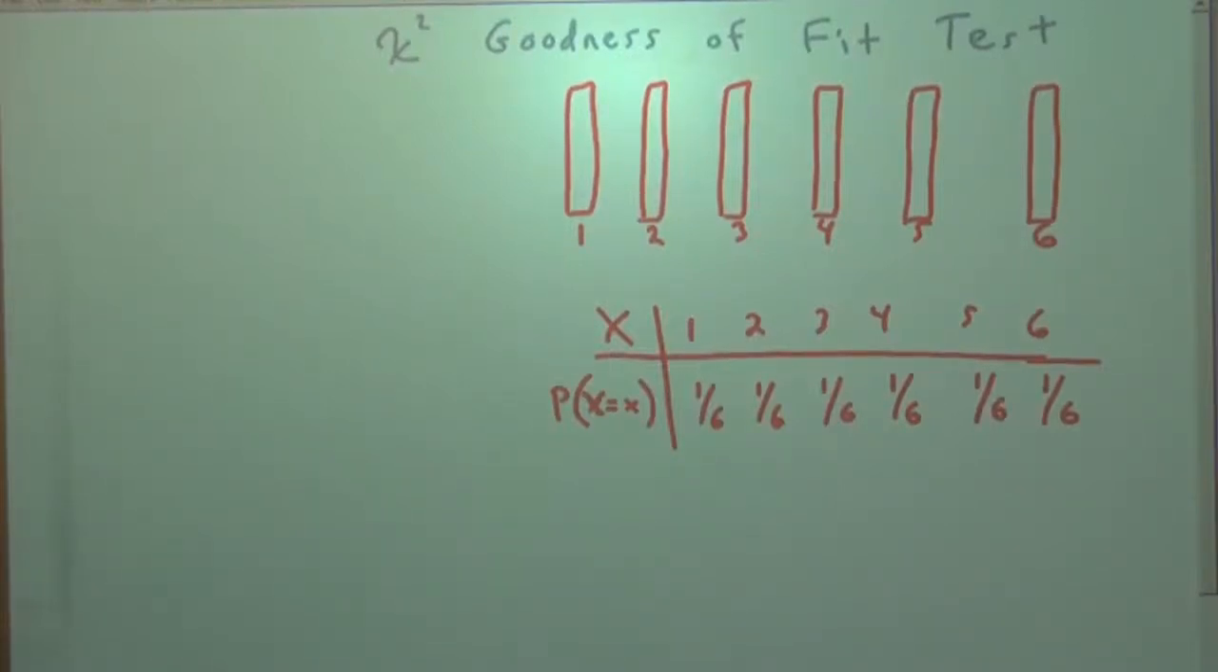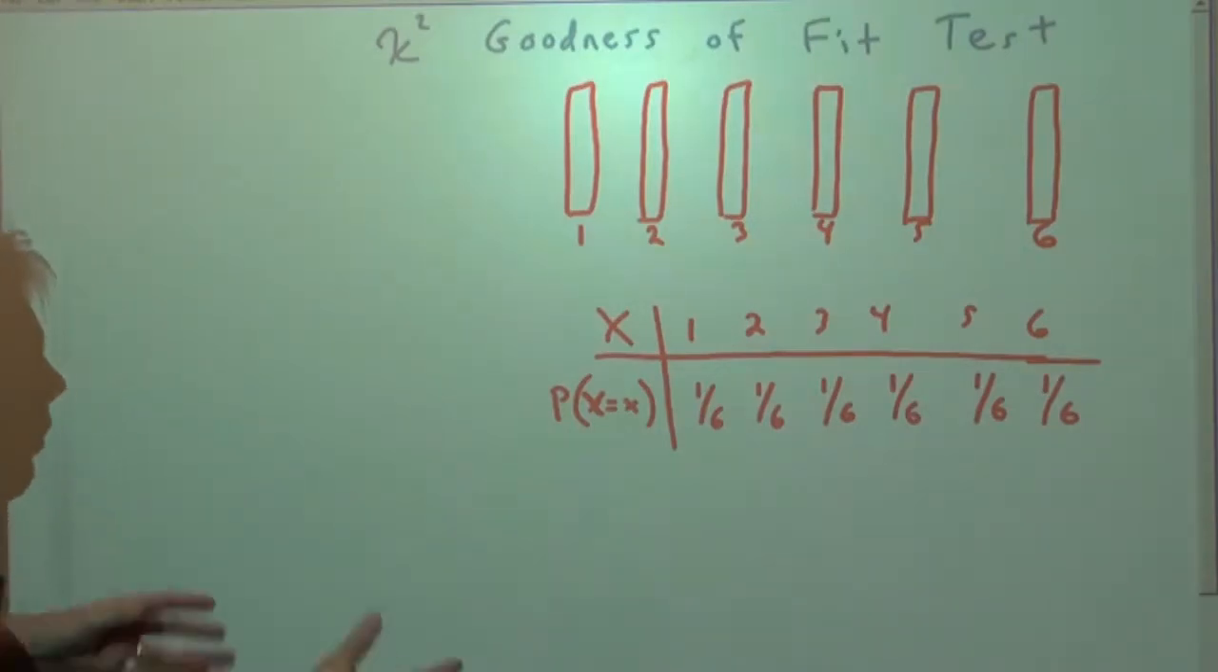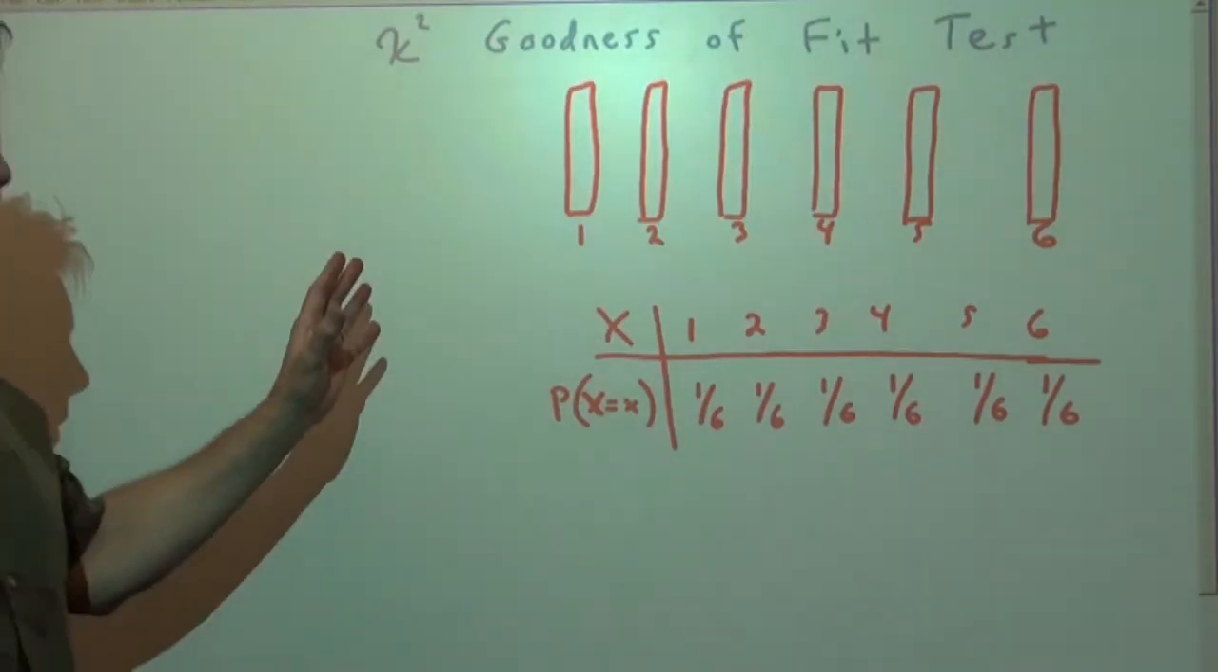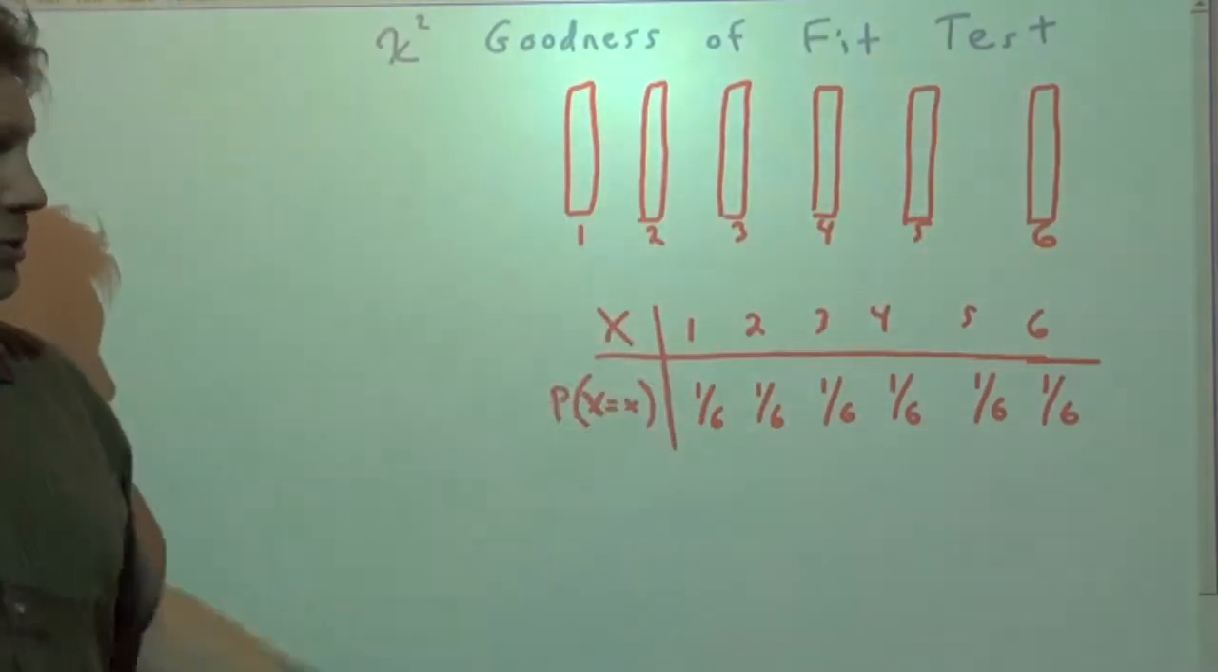Chi-square goodness of fit test. We want to see if a distribution is looking like what we expected. Let's suppose we have a die, and if you have a regular six-sided die, it should be a uniform discrete distribution. The probability distribution would look like this.